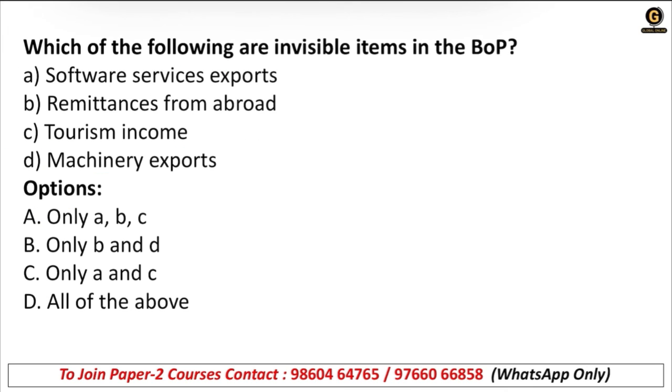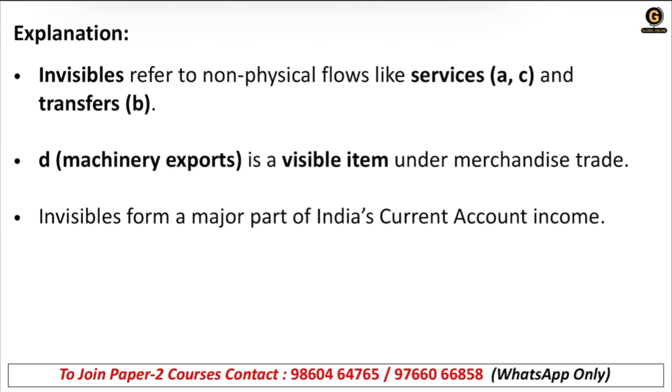Correct. Next, which of the following are invisible items in the BOP? Software services exports, remittances from abroad, tourism income, machinery exports. Right is A, B, C. Invisible refers to non-physical flows like services. Right? Invisible means services and visible means goods. So A and C and B also.